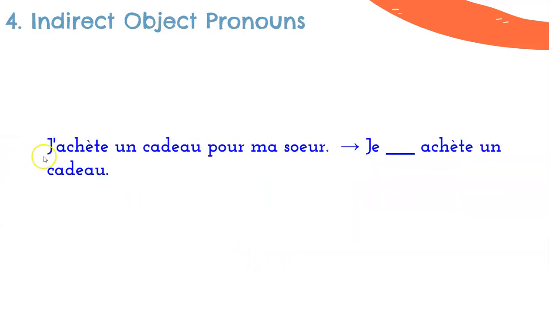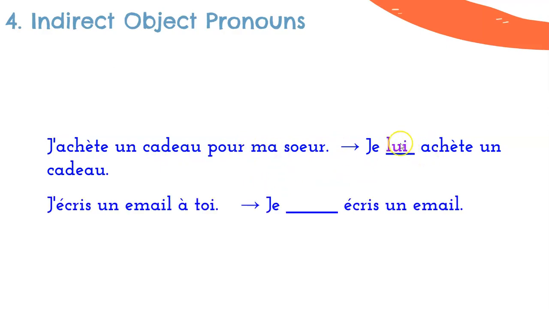Right? So some examples of that. J'achète un cadeau pour ma sœur. To replace ma sœur, which is like saying elle, we'd say lui. Je lui achète un cadeau. J'écris un email à toi. So instead of saying I'm writing an email to you, je t'écris un email. Voilà.